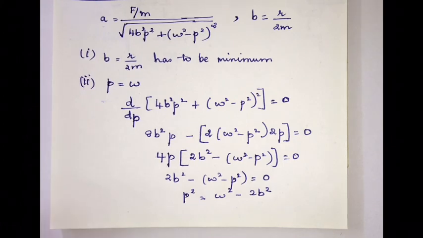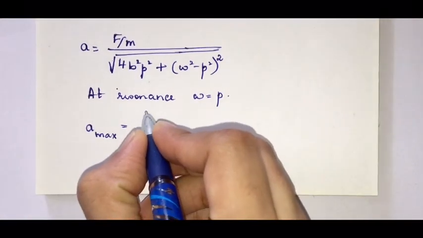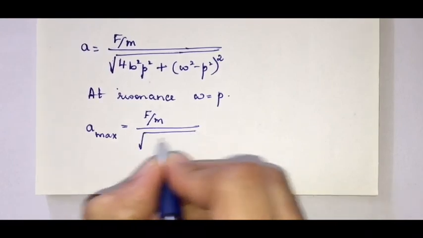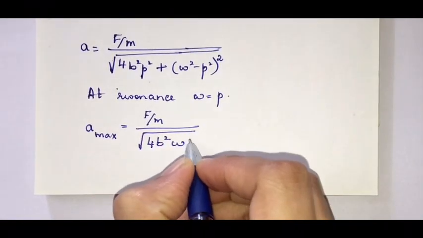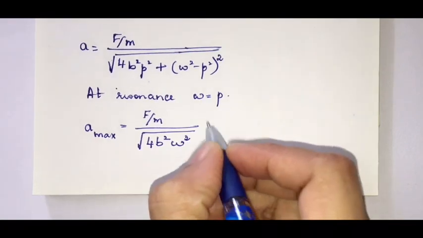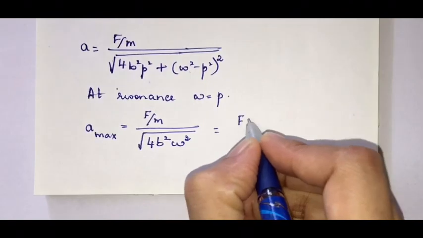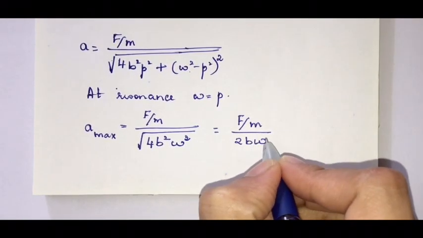So what happens to the equation of the amplitude? A max will be equal to F by m by square root of 4b square. p is nothing but omega, so I'll write omega square, and this becomes equal to 0, or I can write this as F by m by 2b omega.